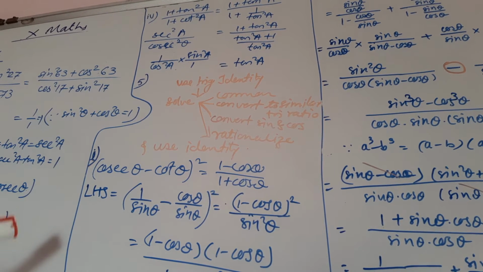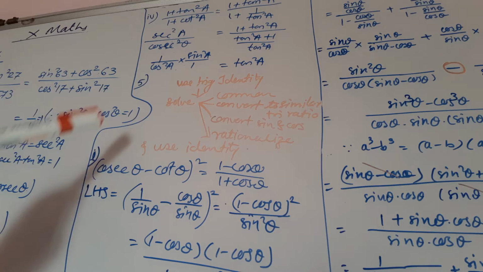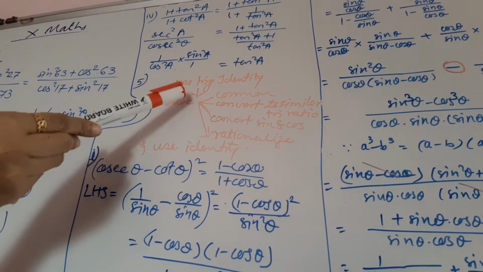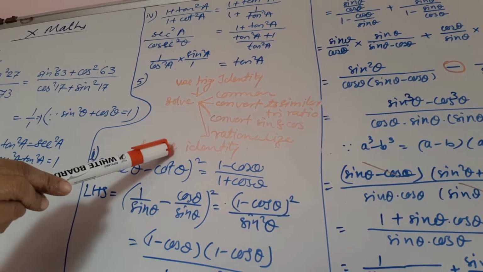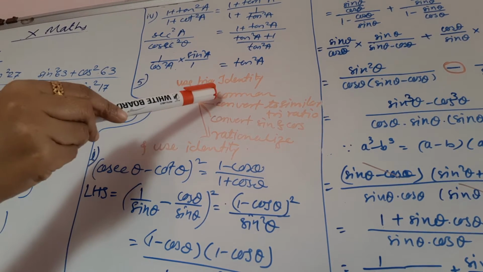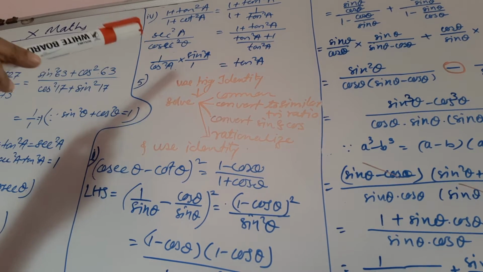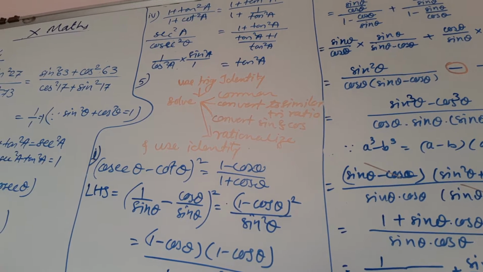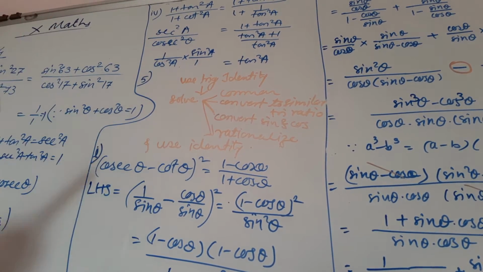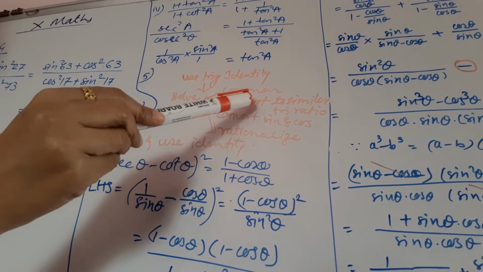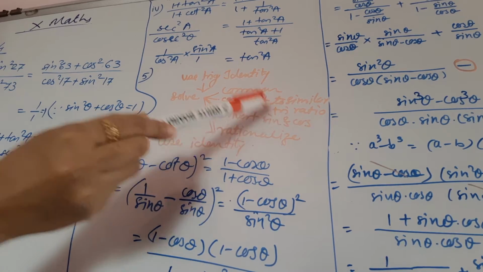Wherever it is possible to use the identities, first try to use those identities. If it is not possible, then solve it further and then use the identity. What are the different steps you can take? If something common can be taken out from the problem, you can take it out and use the identity on the remaining part. You can convert the given ratio to similar trigonometric ratios.